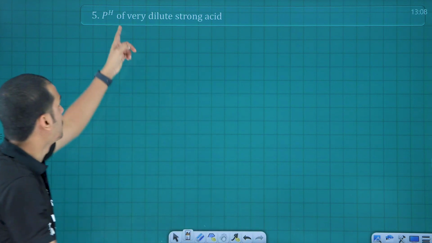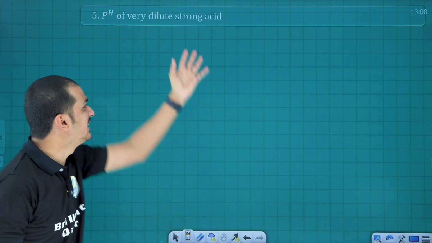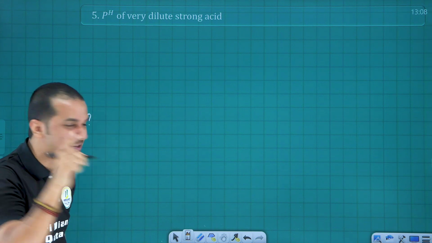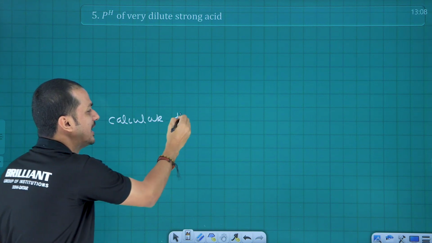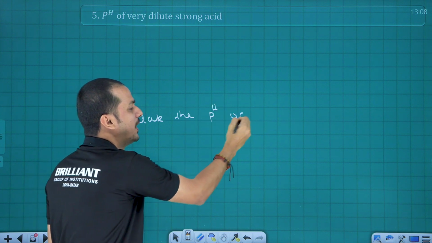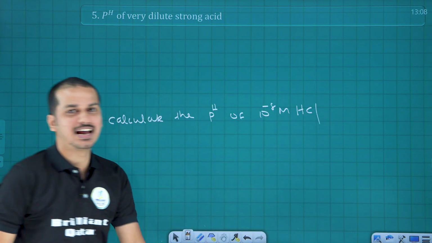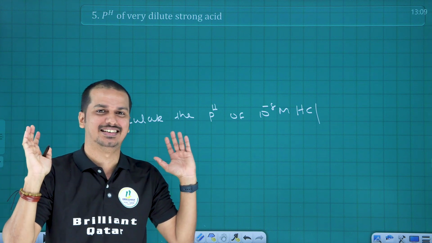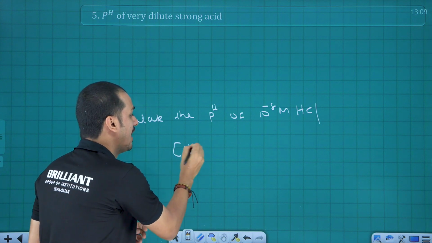Next one is the pH of a very dilute strong acid. Let me discuss it with one example. Listen to me. If they are asking, calculate the pH of 10 raised to minus 8 molar HCl. 10 raised to minus 8 molar HCl. How will we calculate? Don't calculate like this.